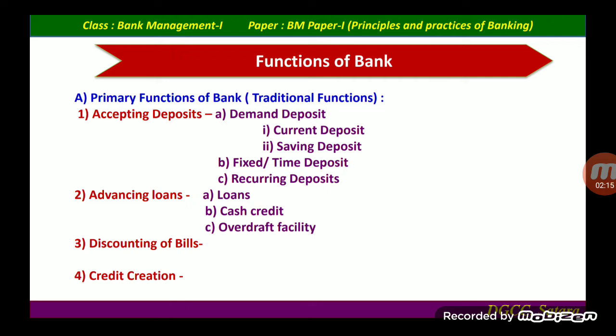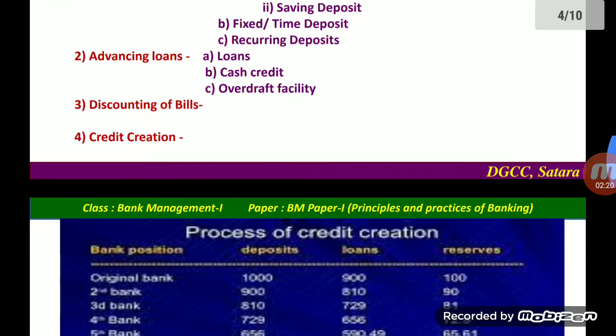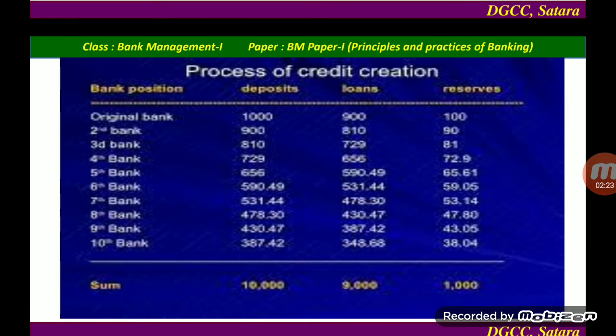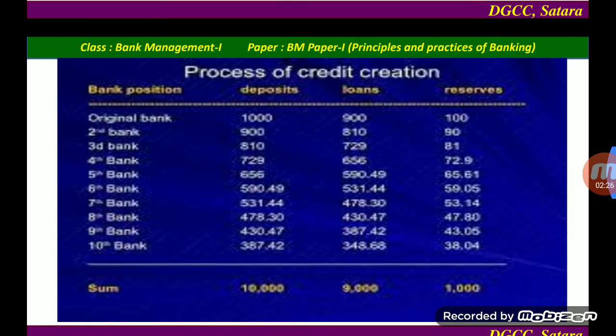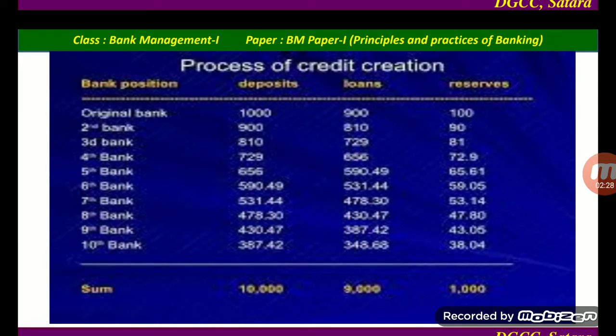The fourth function we have discussed was credit creation. The credit creation process we discussed in the last lecture. When the original bank gets 1000 rupees deposit, it keeps 100 rupees as reserve and gives loans of 900 rupees. In the second step, the first bank gives 900 rupees through check. That check is deposited in the second bank, which gets the 900 rupees deposit. Out of that it keeps 810 rupees for loans and 90 rupees as reserve.